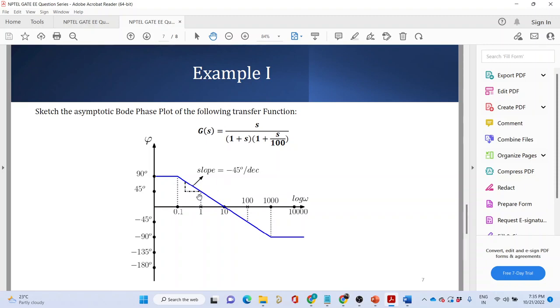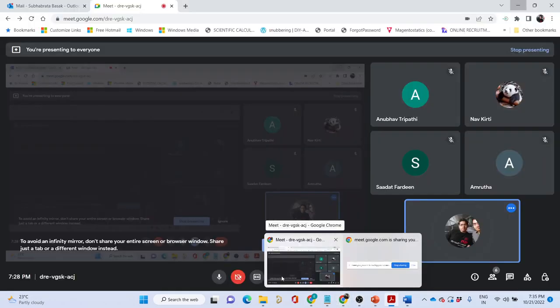Have you understood what I have just said? Anubhav, Shahadat, have you understood what I just said? Yes, sir. Did not get it. Shahadat, you didn't get it? No, I did not get it.